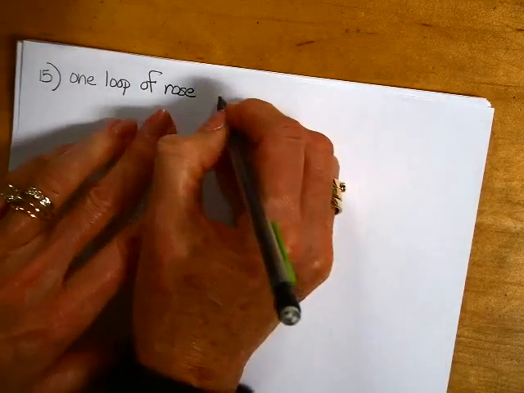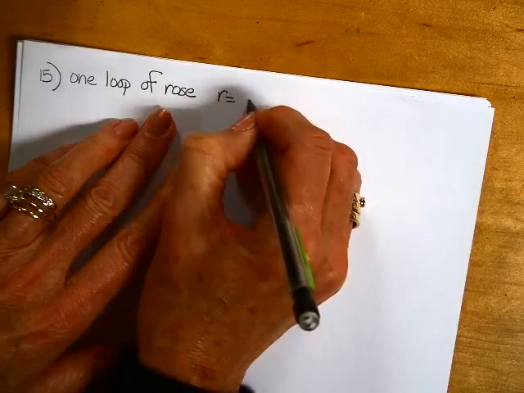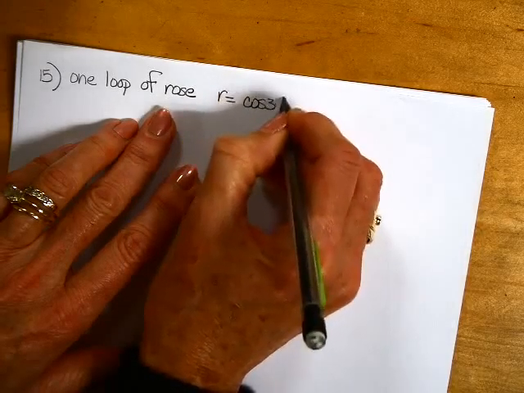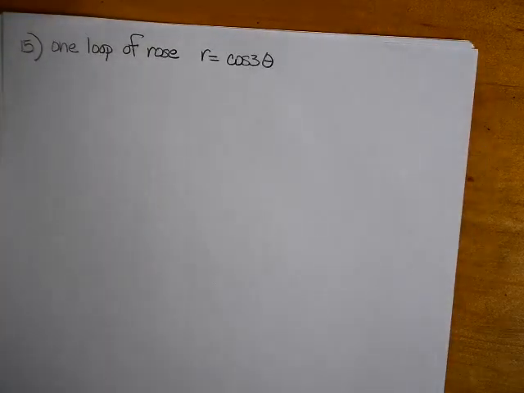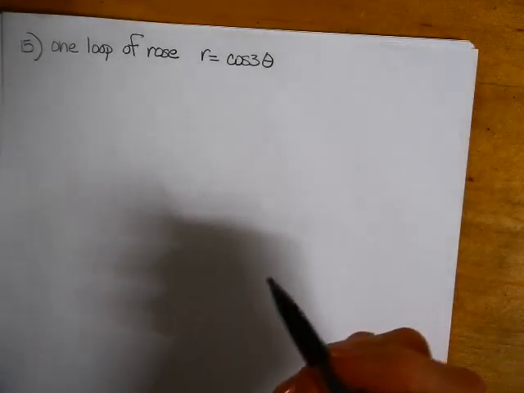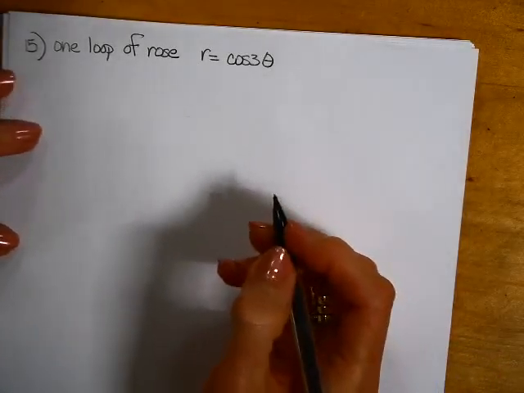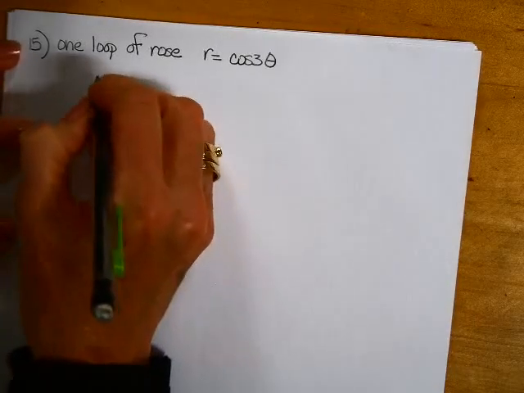1 loop of the rose, r is equal to the cosine of 3 theta. We want the area of 1 loop. No volumes, but just an area. And then let's use a double integral. Okay? So, remember how to graph this creature? Yeah, so let's go over a little bit of it.